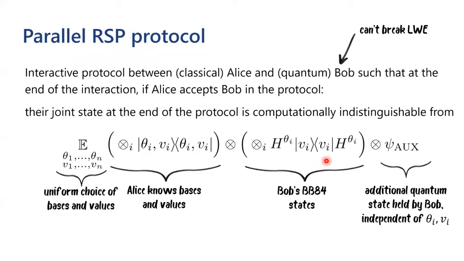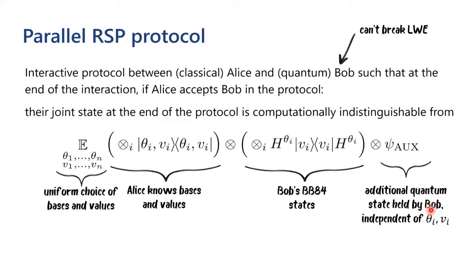So, what has to happen in this protocol? Somehow Alice has to give Bob enough information about theta I and VI so that he can prepare this quantum state, but not enough information so that he actually finds out what theta I and VI are. So intuitively, this is not quite true, but you can, for intuition, imagine that Alice sends over an encrypted version of theta I and VI that somehow allows Bob to prepare these states. But then this auxiliary state can depend on these encrypted versions of theta I and VI. Right?